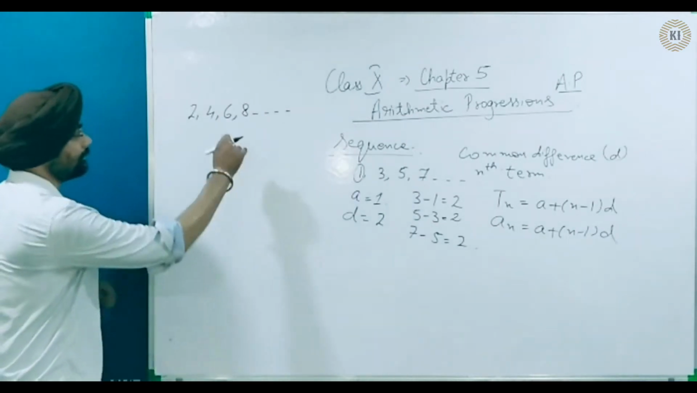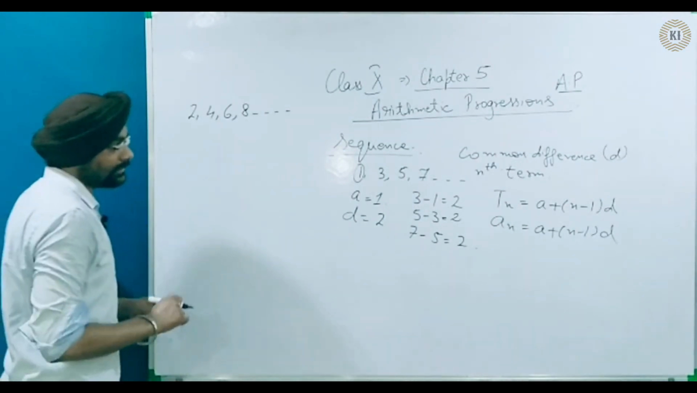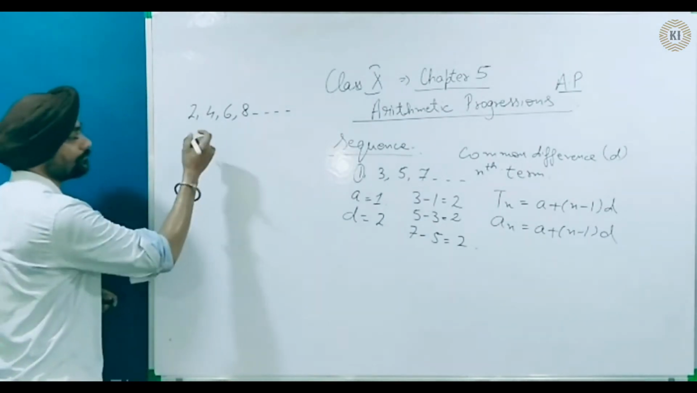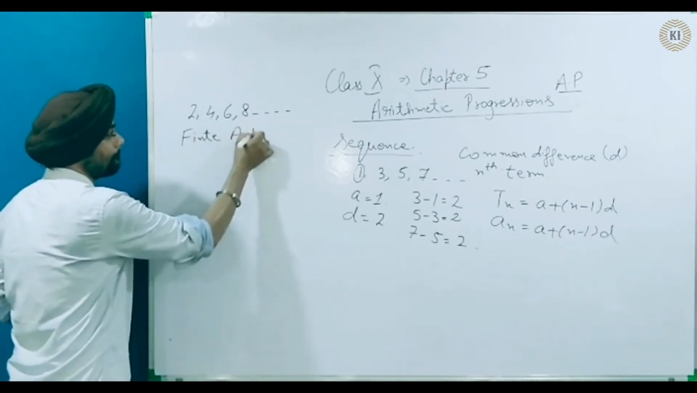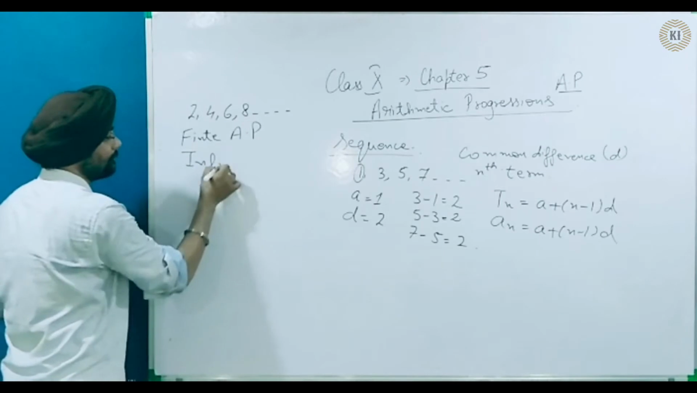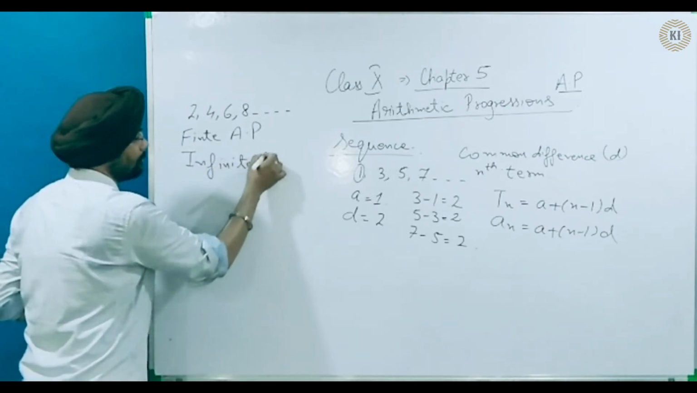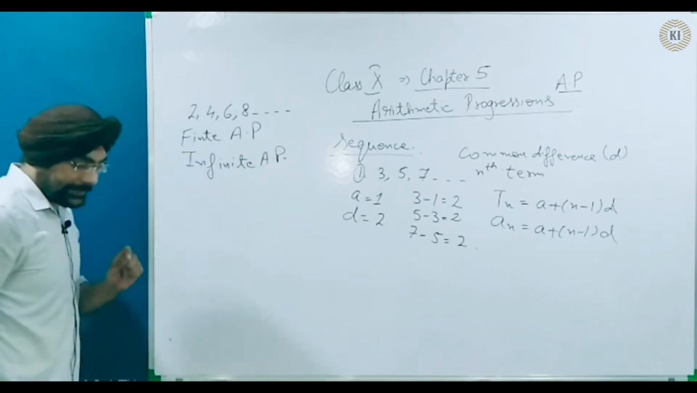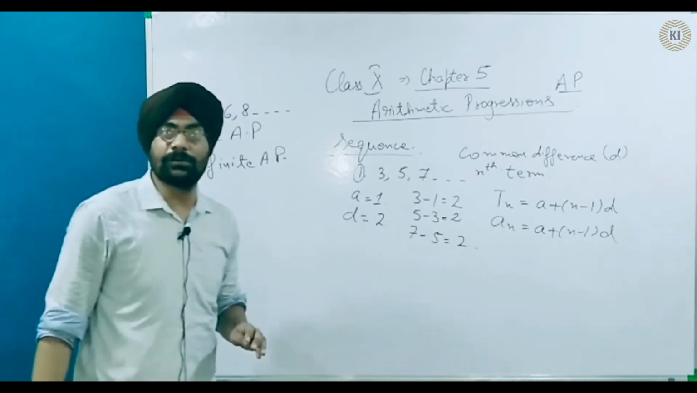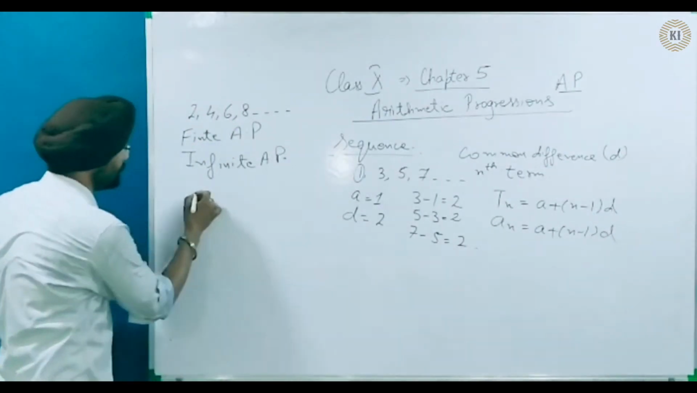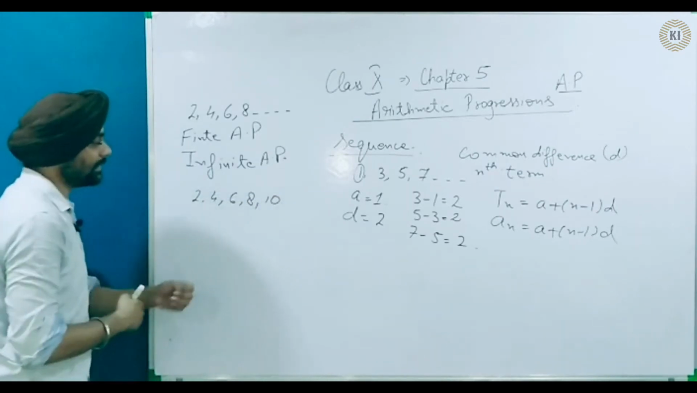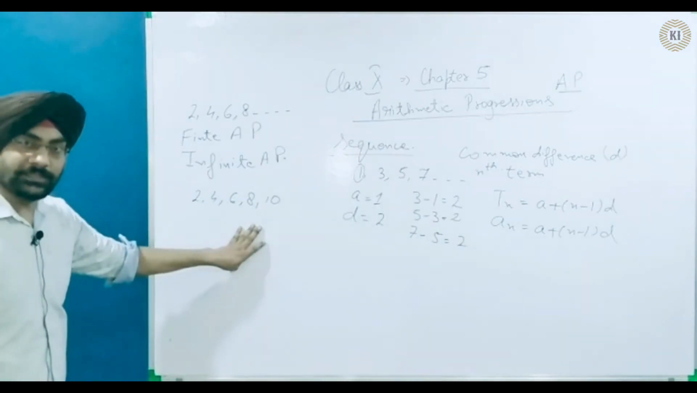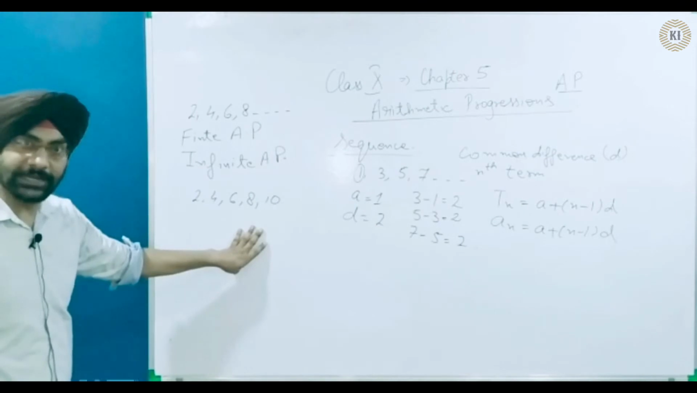Next, what we have to study here is that there are two types of series, that is finite AP and infinite AP. Finite AP means having a finite number of terms. Suppose the numbers are 2, 4, 6, 8, 10. You can see that there are 5 terms. So this type of series is known as a finite AP.